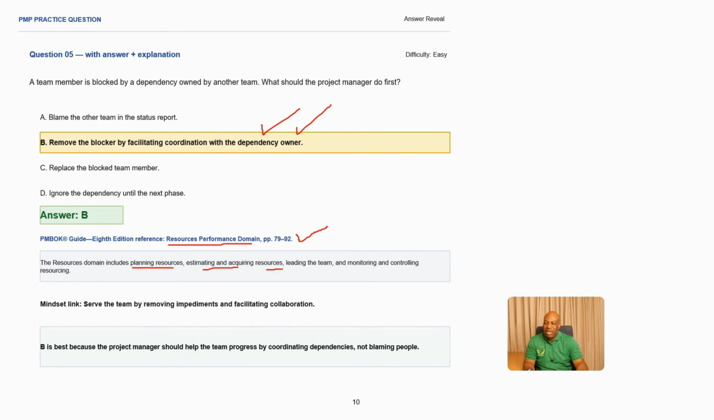Right. So what mindset are we talking about here? Save the team by removing impediments and also facilitating collaboration. This is very important. So this is mindset that you can also use as you practice your PMP questions. You also need to apply some mindset. So making B the best answer in this scenario because the project manager should help the team progress by coordinating dependencies and not blaming team members. Making B the best answer.